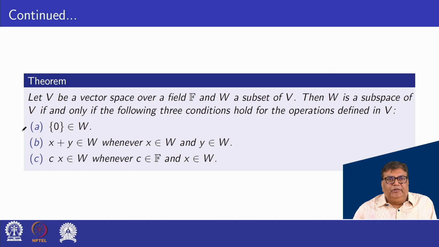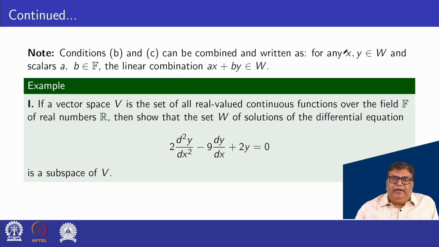These two conditions can be written in a combined way. So we can write: for any x, y belonging to W and scalars a and b belonging to F, the linear combination ax plus by belongs to W.